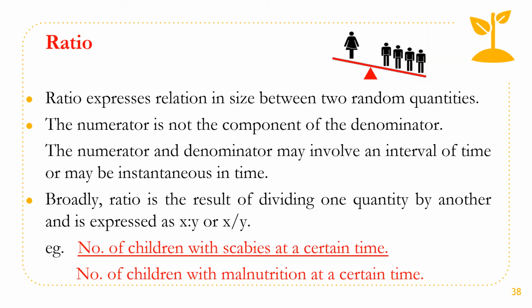Coming to the ratio. Ratio expresses relationship in size between two random quantities. The numerator is not the component of the denominator. The numerator and denominator may involve an interval of time or may be instantaneous in time. Broadly, ratio is the result of dividing one quantity by another and is expressed as x is to y or x by y.